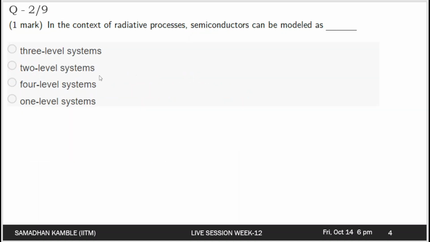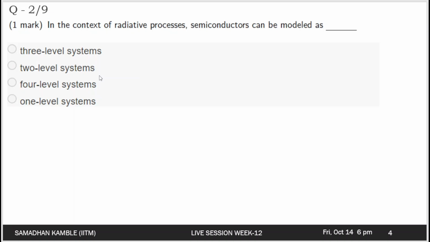Okay, in the context of radiative processes, semiconductors can be modeled as... So we have seen it already. If you take any material, let's say a semiconductor, you have the conduction band and the valence band. So we could think of it as a two-level system, so the upper level is represented by the higher energy, and the level below, which is the valence level, is represented by the lower energy, having n1 and n2, the number of electrons in these particular energy levels.